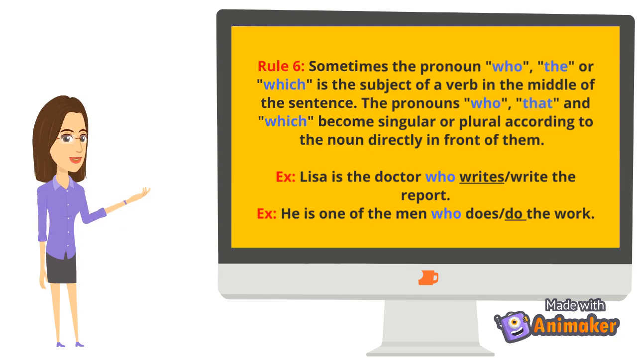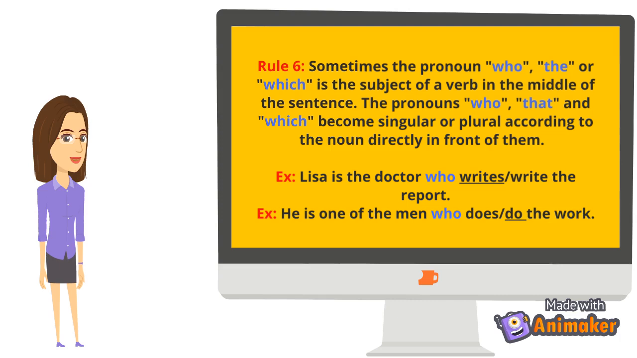Rule number 6. Sometimes the pronoun who, that, or which is the subject of a verb in the middle of the sentence. The pronouns who, that, and which become singular or plural according to the noun directly in front of them. So, if that noun is singular, use a singular verb, and if it is plural, use plural verb.